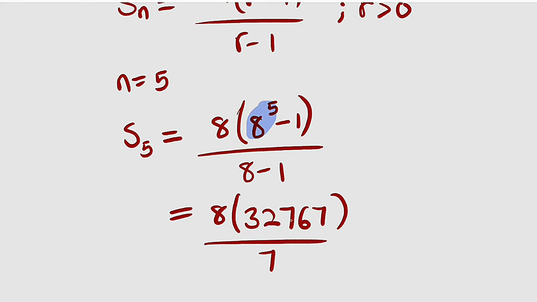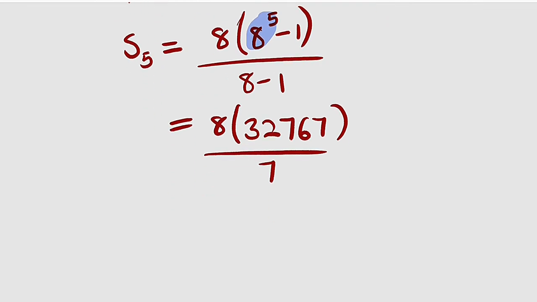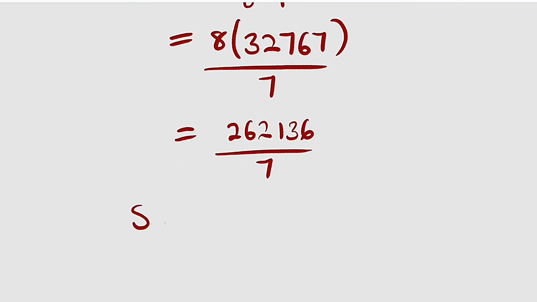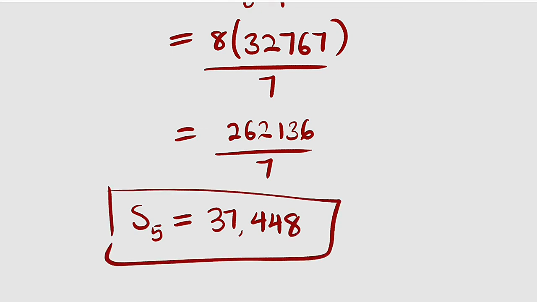Now let us multiply this number with 8. If you multiply 32,767 by 8, you're going to obtain 262,136. So we have 262,136 divided by 7. And if you divide this by 7, you're going to obtain 37,448. So S5, the sum of the first 5 terms, is equal to 37,448. Final answer.